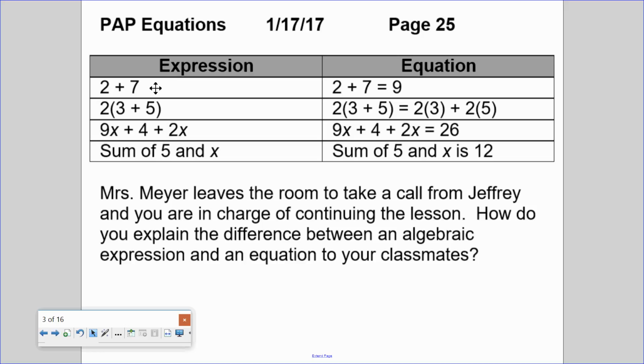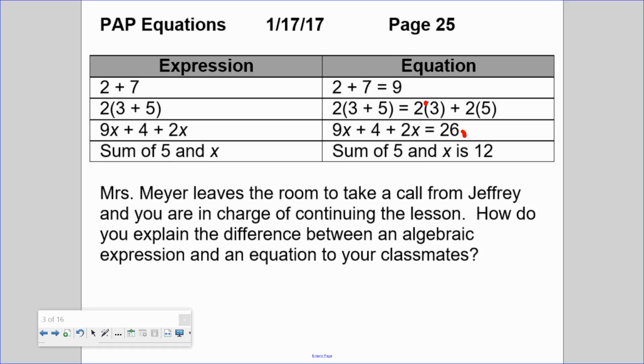So 2 plus 7 is an expression. 2 plus 7 equals 9 is an equation. 2 times the quantity 3 plus 5 is an expression. 2 times the quantity of 3 plus 5 equals 2 times 2 groups of 3 plus 2 groups of 5. 9x plus 4 plus 2x is an expression. Equation: 9x plus 4 plus 2x equals 26. Expression: sum of 5 and x. Equation: sum of 5 and x is 12.